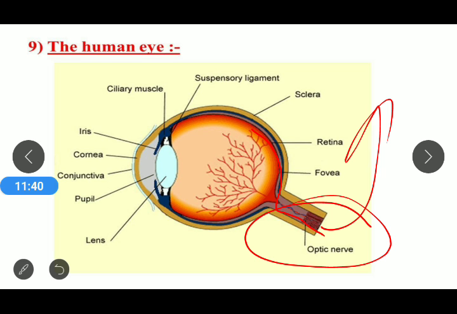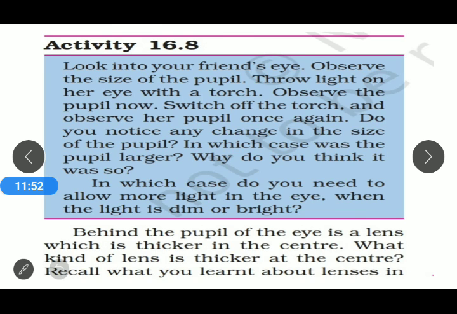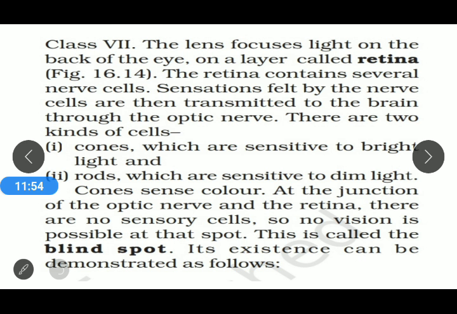Optical nerves are responsible for converting the image into electrical signals, and that electrical signal is sent to the brain, where we can identify that particular object in the form of electrical signals. So that is the basic functioning of the human eye.